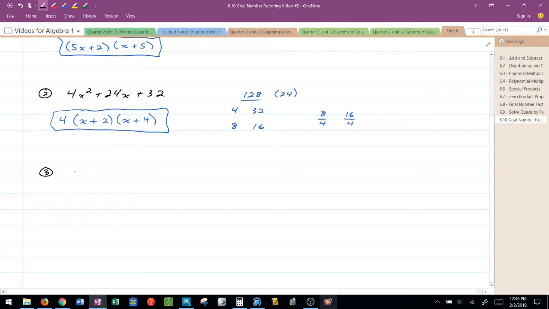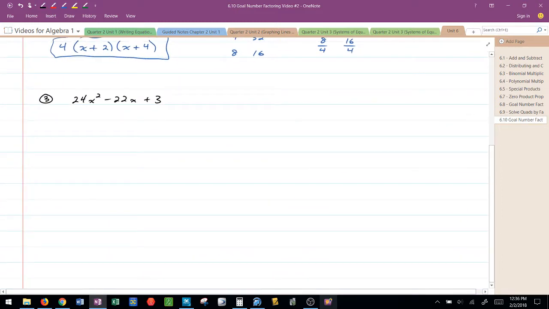Let's say on this problem we have 24x squared minus 22x plus 3. All right, so I look at this and I say to myself, well, I know that the goal number is 72, middle term is negative 22. Right now I know that I'm looking at double negatives. Why? Because I need two numbers to multiply to give me a positive and add to give me a negative. The first factorization of 72 that jumps out to me is 8 times 9. But if they're both negative, they add to negative 17, not negative 22. All right? So I know that doesn't work.